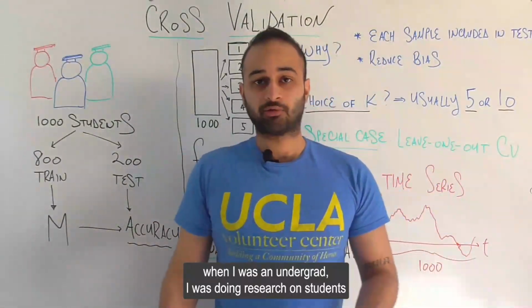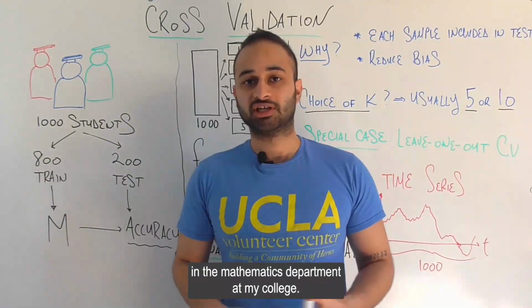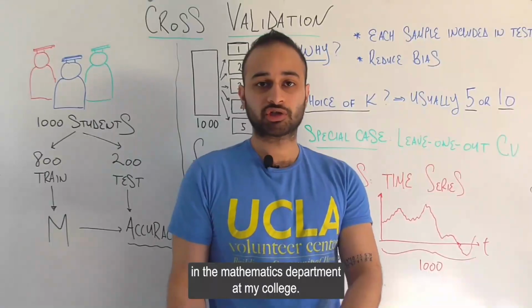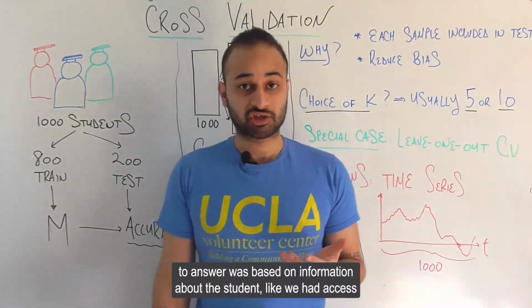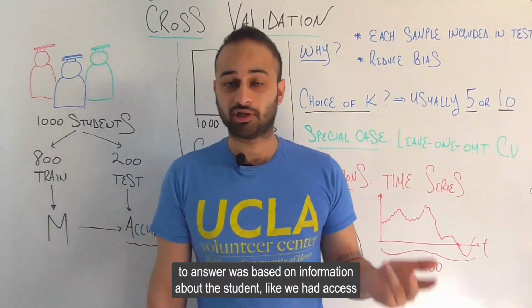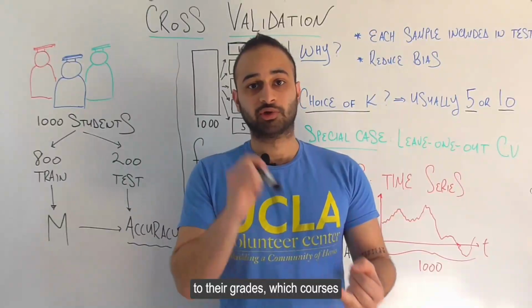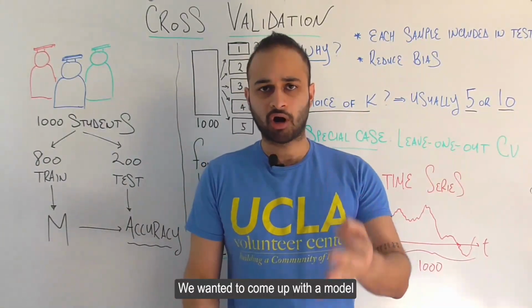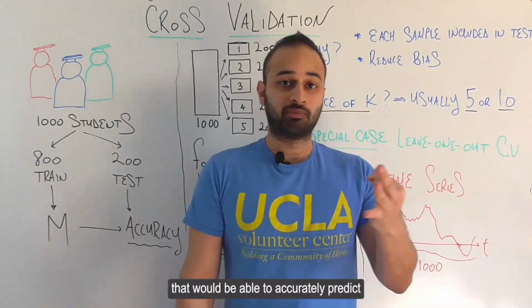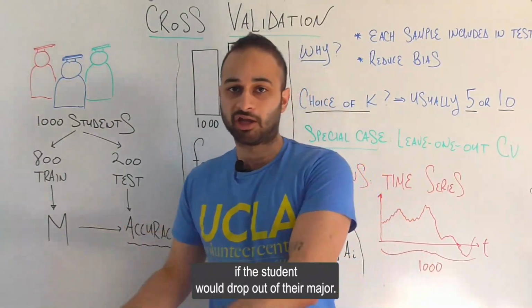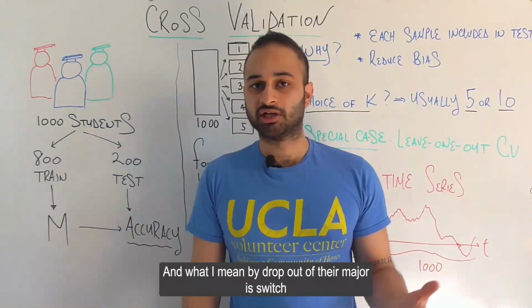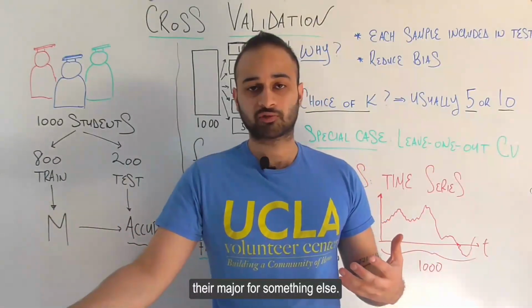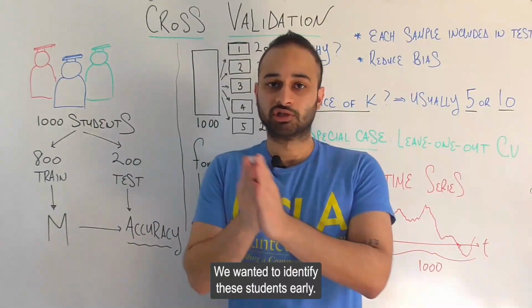When I was an undergrad, I was doing research on students in the mathematics department at my college. And the big question we wanted to answer was, based on information about the student, like we had access to their grades, which courses they took, their demographic information, we wanted to come up with a model that would be able to accurately predict if this student would drop out of their major. And what I mean by drop out of their major is switch their major for something else. We wanted to identify these students early.